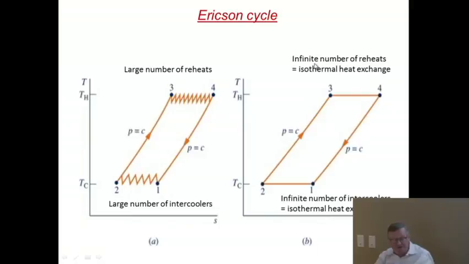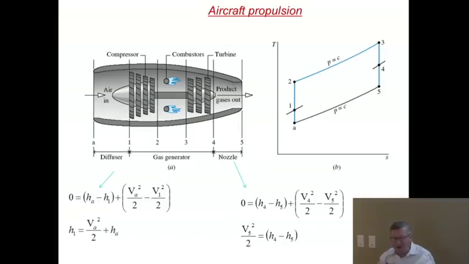If I were to push this to the limit of an infinite amount of reheats, 3 to 4 would be an isotherm at T hot. And if I had an infinite amount of intercoolers, 1 to 2 would be an isotherm at T cold. And so it would reach this essentially unreachable ideal case where I'd have isothermal heat exchange both on the hot side and the cold side. That would be an Ericsson cycle, and it is more efficient. It looks more like a Carnot one. Now, it is not quite a Carnot one because these are isobaric, not isentropic, but you can't have everything. This is already good. Okay.